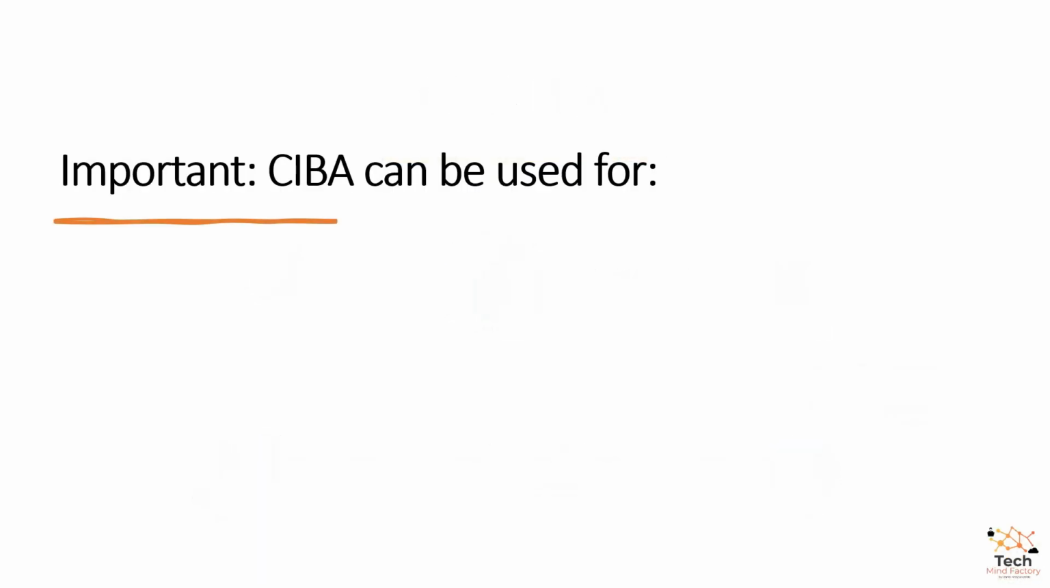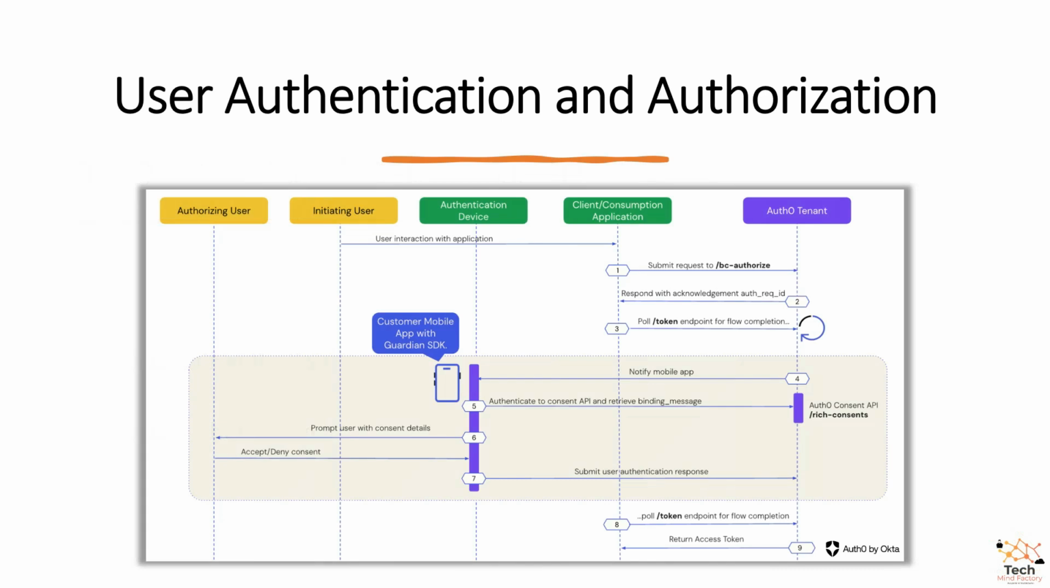Okay, great. So now let's talk about some important usage scenarios. CIBA can be used for user authentication and user authorization, and that's very important. I know that the name is client-initiated backchannel authentication. However, we can use CIBA, a protocol and standard, for user authentication and also user authorization. Perfect. So this diagram was provided by Auth0, and it explains authentication and authorization with CIBA in the context of Auth0.